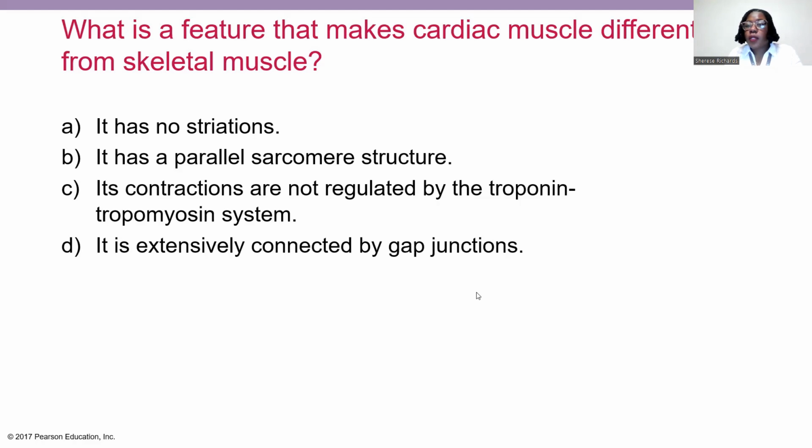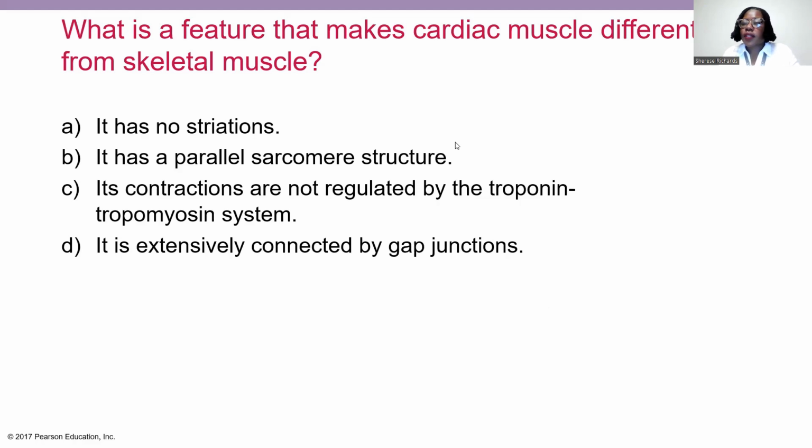Okay, interesting split with the responses. So pretty much each response was selected. Let's see. So what is the feature that makes cardiac muscle different from skeletal muscle? In other words, what are some unique properties to cardiac muscle that we don't see with skeletal muscle? So the majority of you went for D. It is extensively connected by gap junctions, okay? And this is true. Let's look at some of the other options.